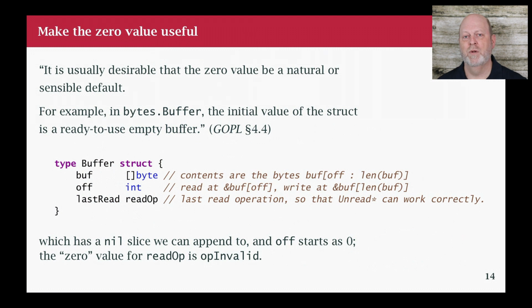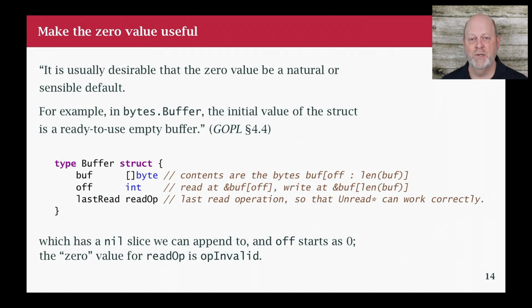And it's really useful if you can create a variable of a struct type and have it be immediately usable right as it is. Okay, so I've copied a little bit of text out of this Go programming language book because I think it expresses it well. That the zero value for a struct is a natural or sensible default for using this type. And one of the examples given is the buffer. So when I create a buffer variable, is it usable, or do I have to do something to make it usable?